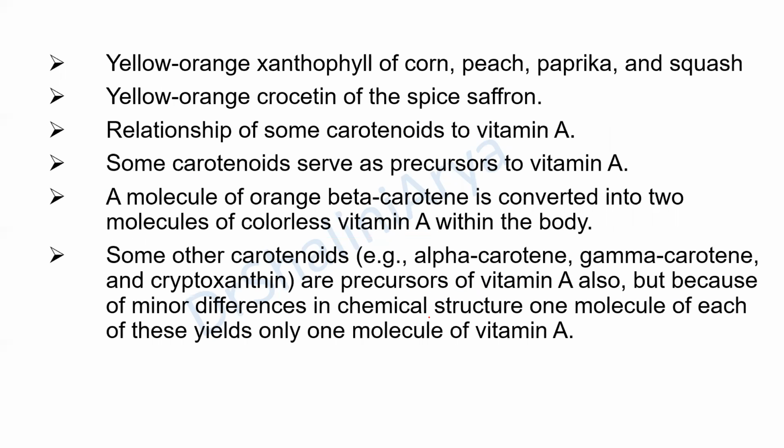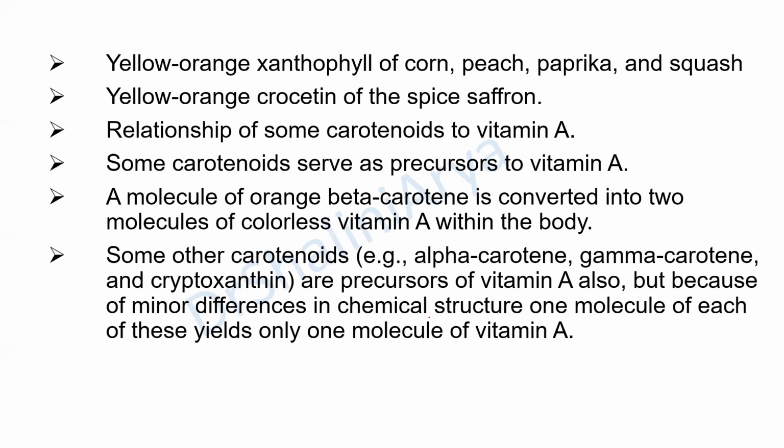Apart from that, there are xanthophylls of corn, peach, paprika and squash, which are yellow orange in color. Also in the spice saffron, a yellow orange pigment is present.